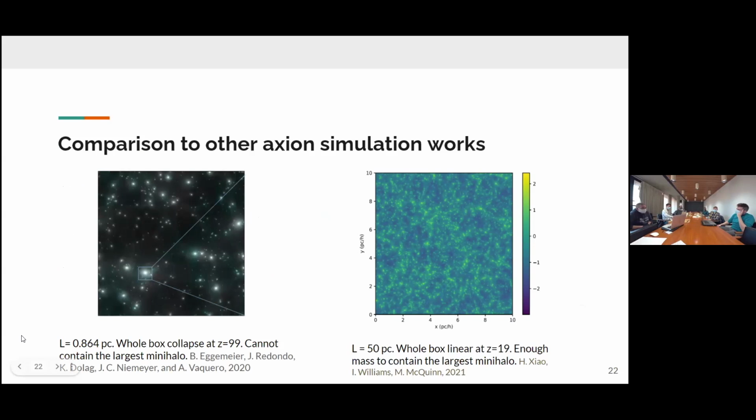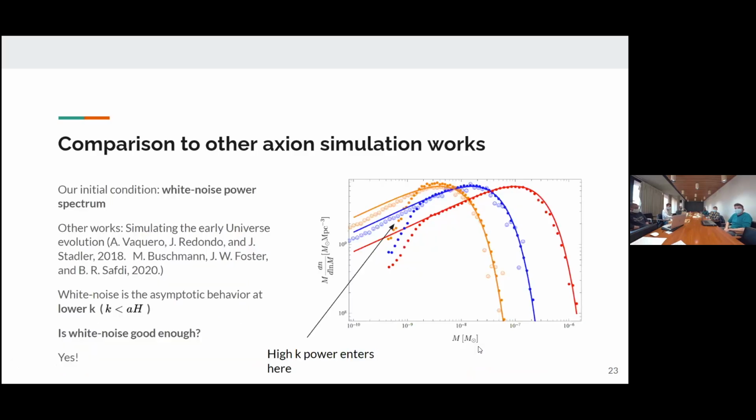So there have been other simulations of Axion minihalos, for example, this collaboration, and they use a simulation box size which is about 1 parsec, even smaller than my simulation box. And their whole box will collapse, will be nonlinear at redshift 99, and they cannot contain the largest mini-halo. So they don't have that statistics for the majority of the Axion mini-halos. And our box is 50 parsec. It's still linear at redshift 19 if we are talking about the white noise power spectrum. And then we have enough mass to contain the largest mini-halo. And our initial condition, as I emphasized, is the white noise power spectrum.